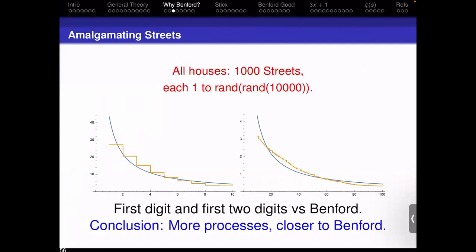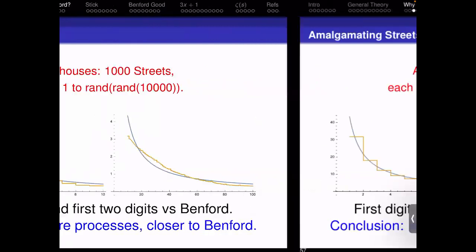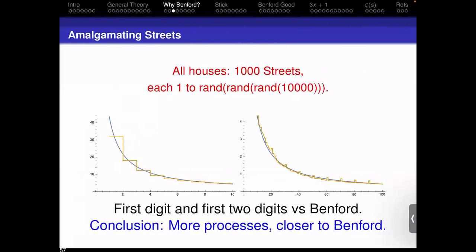If I do it one more time, if I choose the street length to be a random number of a random number from 1 to 10,000, this is now pretty close to Benford, both for the first digit and the pairs of first 2 digits. If I do random, random, random, then it's really a good fit. And so this is a general phenomenon: the more mixing you have, the faster Benford sets in.